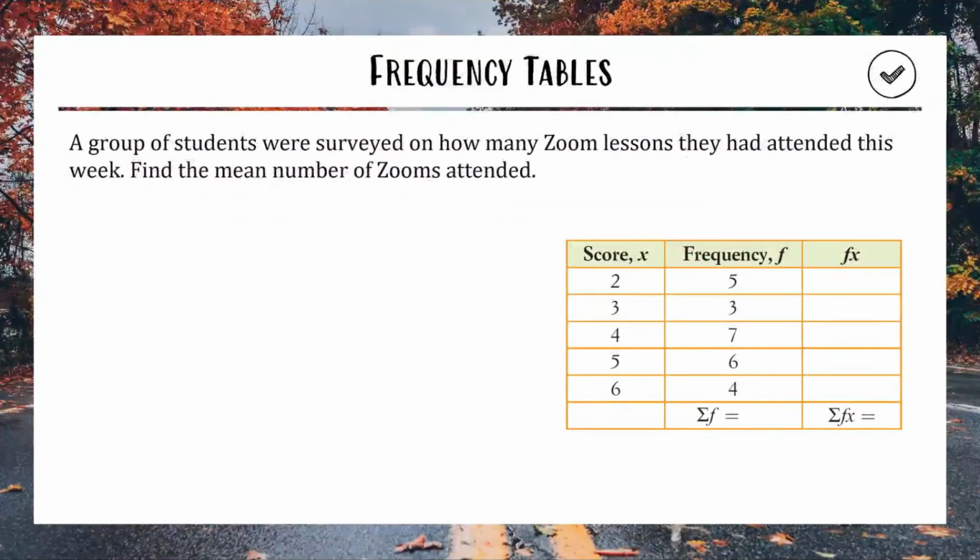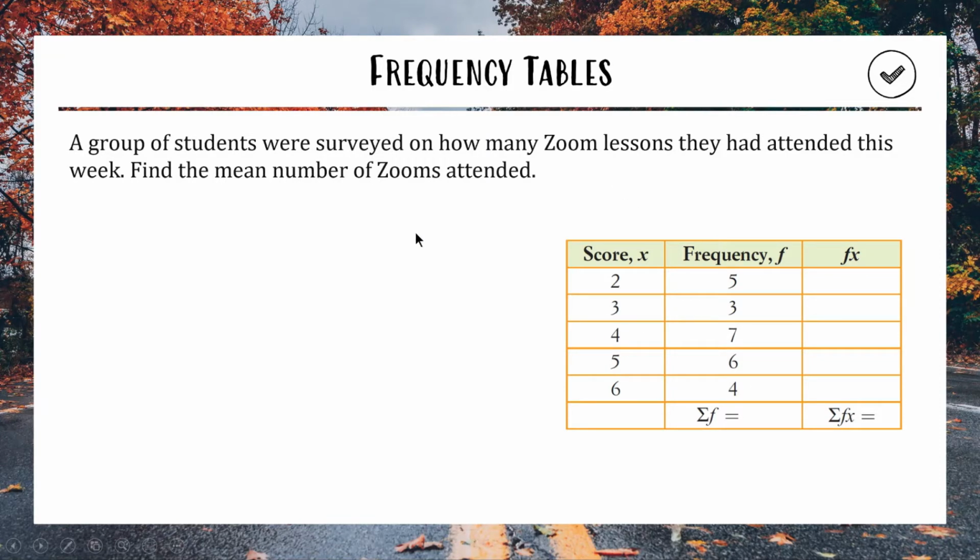Okay, sweet. Up next, we've got to look at some tables because sometimes data sets are too large to write out as a set of scores. And sometimes we don't have the time to make a display like a dot plot. So sometimes we can store our data as a frequency table.